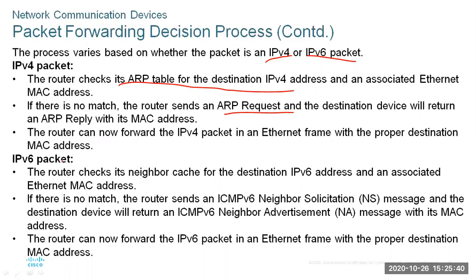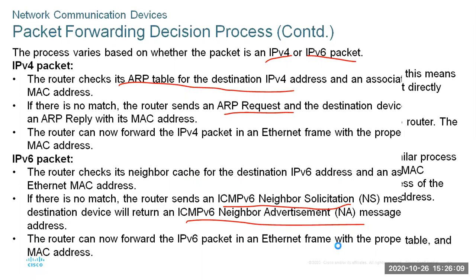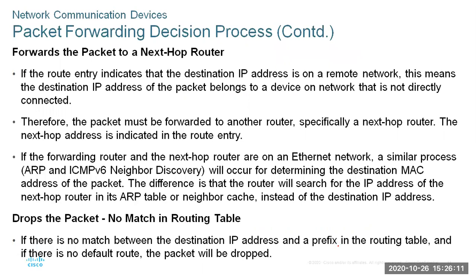But if it's an IP version 6, the router will check its neighbor cache for the destination IP version 6 address and associated Ethernet MAC address. But if there's no match, the router sends the neighbor solicitation message and the destination device will return with the neighbor advertisement message. Then after that, the router can forward the packet in an Ethernet frame with a proper destination.